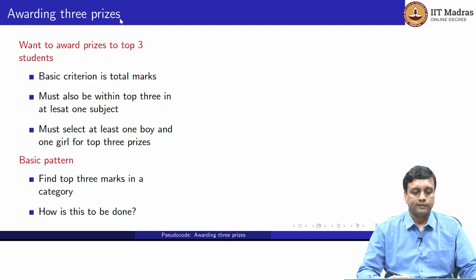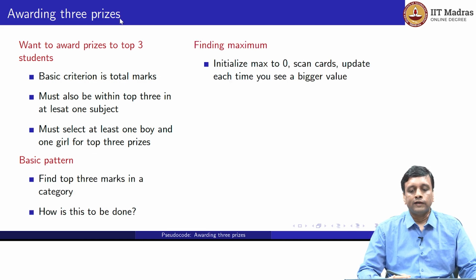So let's see how to find this. How do we find the top 3 marks in the category? Well, how to find the top mark in a category we know. This was the very first thing that we did, finding the maximum. So we keep track of a variable which keeps track of the maximum by initializing it to 0, and whenever we see a new value, if it exceeds the current maximum, we update it. So maximum is something we have seen before.